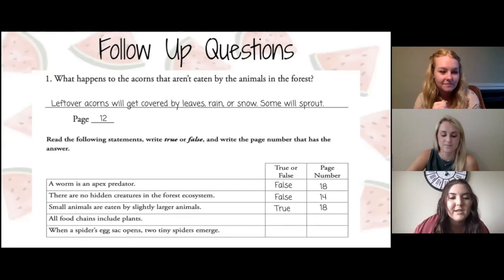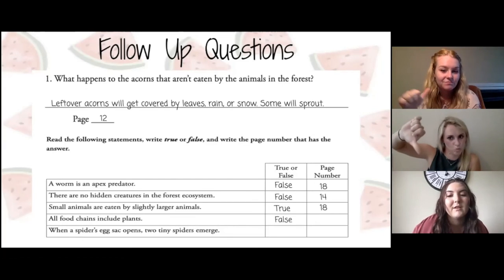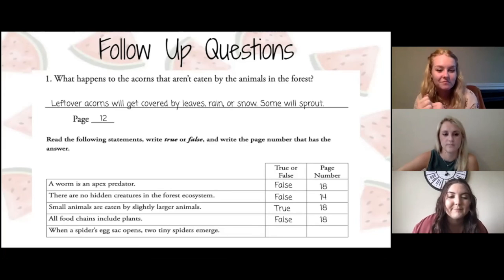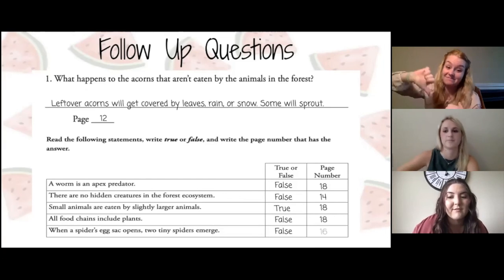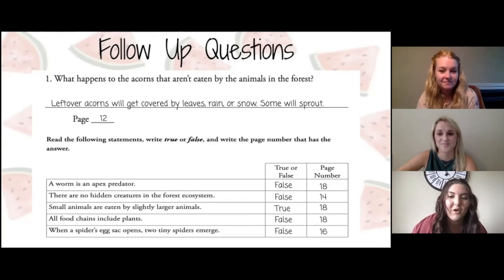All food chains include plants. That was false. You can find that on page 18. Lastly, when a spider's egg sac opens, 2 tiny spiders emerge. That is false. You can find that on page 16. Hopefully you guys got them.